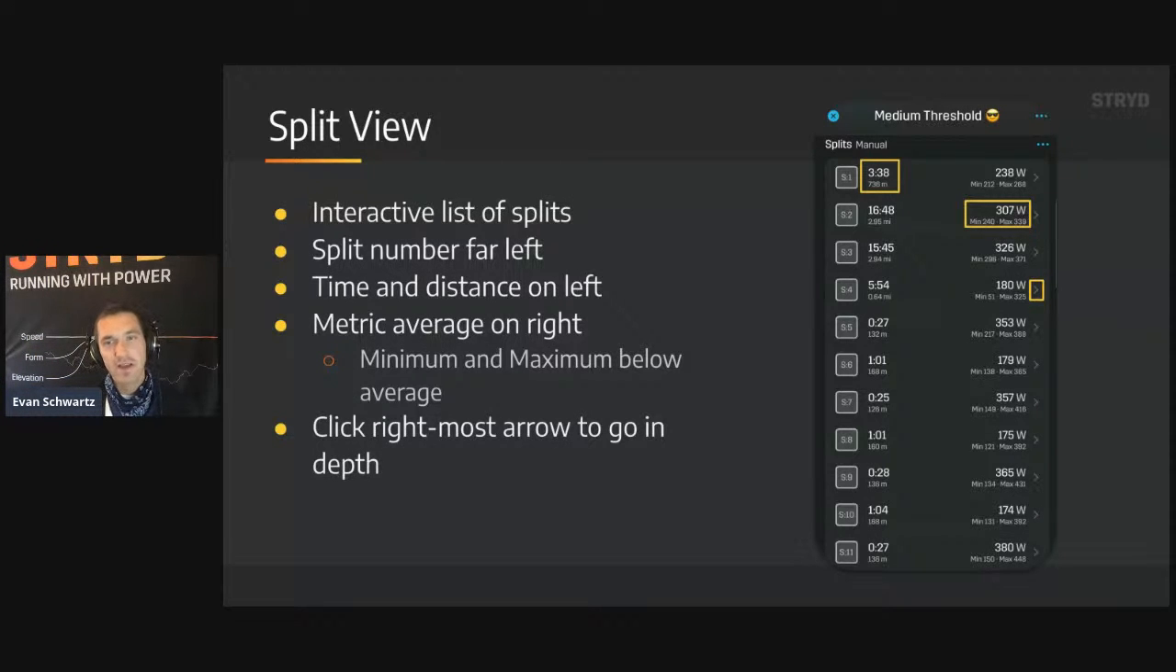So this is an interactive list of splits. You'll have the number split, S, and then a colon, and then a number. On the very far left, you'll have time and distance. So you'll have the time of the split, and then the distance of the split on the left side as well. You'll have your metric average on the right side. And as we followed along with some of the standard design, you'll see the minimum and maximum for that split as well. You can click the rightmost arrow to go in depth on that specific split. So this is a scrollable page. You can scroll up and down.